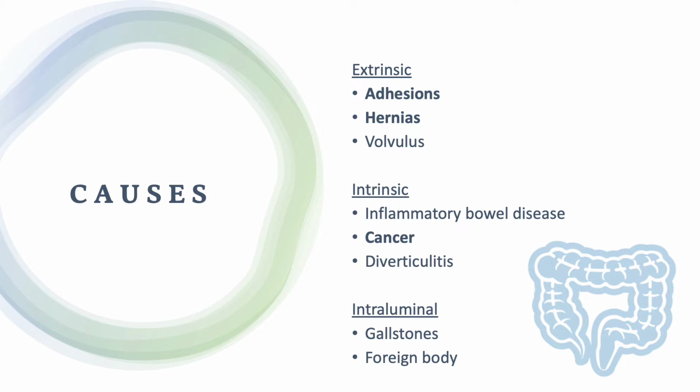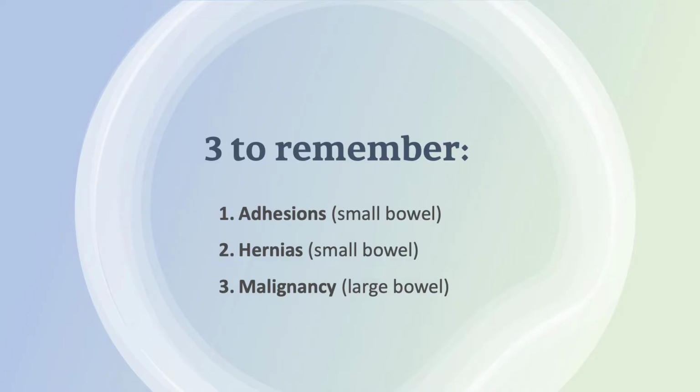Intrinsic causes include inflammatory bowel disease, cancer, specifically colorectal cancer, and diverticulitis, which is an outpouching of the bowel. Intraluminal causes include gallstones and a foreign body. The three main causes of bowel obstruction to remember are adhesions, which usually form in the small bowel, hernias, which also usually form in the small bowel, and malignancy, which are more common in the large bowel.